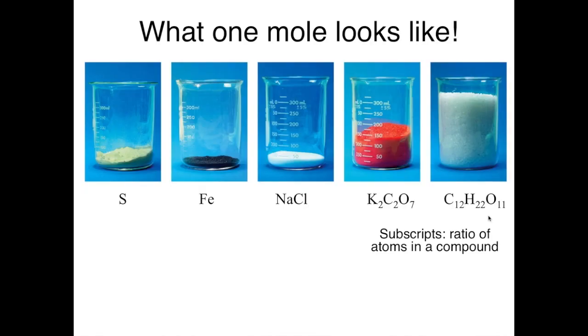Notice as we go across this list that 1 mole of something becomes larger and larger. 1 mole of sulfur, compare that to 1 mole of sugar. That is 1 mole of sugar. Why do you think 1 mole of sugar looks so much greater than 1 mole of sulfur? Sulfur is just 1 atom, whereas sugar is composed of 12 carbons, 22 hydrogens, 11 oxygens. So it's a much bigger molecule. If you have a mole of that, it's going to take up more space. It's going to be more massive also.